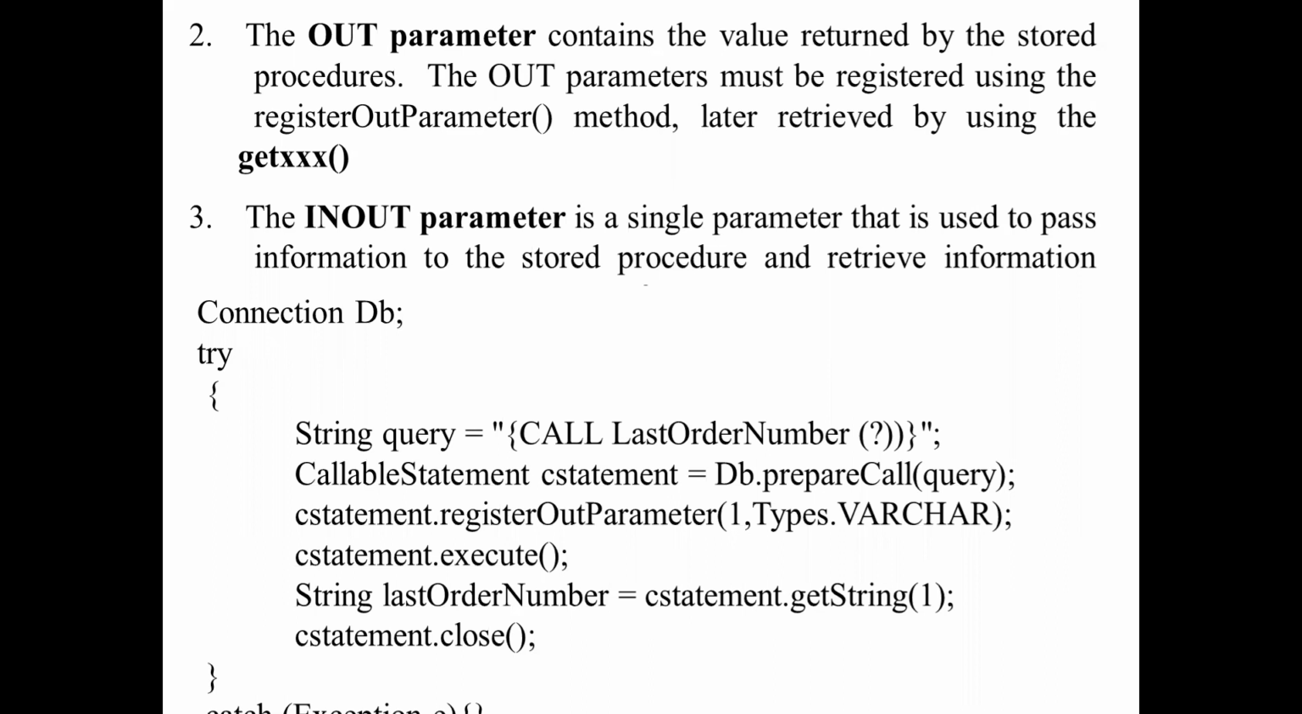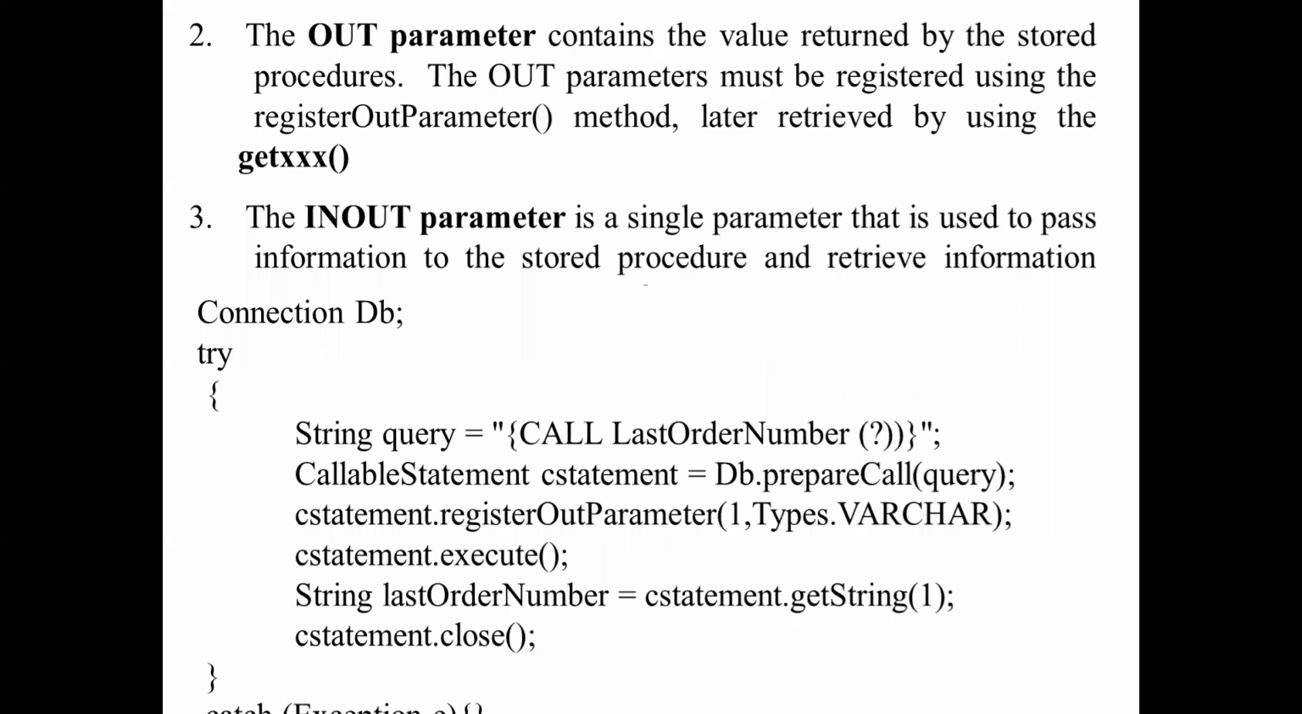So these are the three types of parameter in the callable statement. We can see an example of how the callable statement is used in our statement. So connection, we can call it as a DB. I can use the try catch statement. In the try catch statement, suppose the connection is not established, it directly goes to the exception.